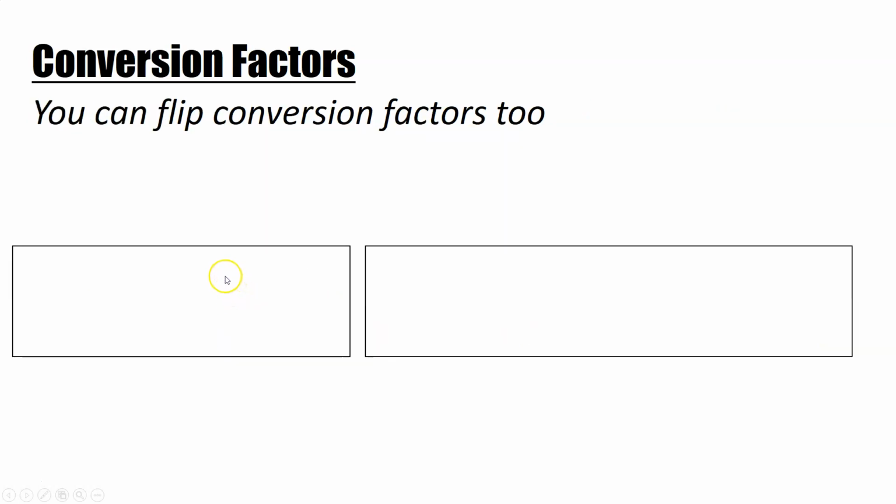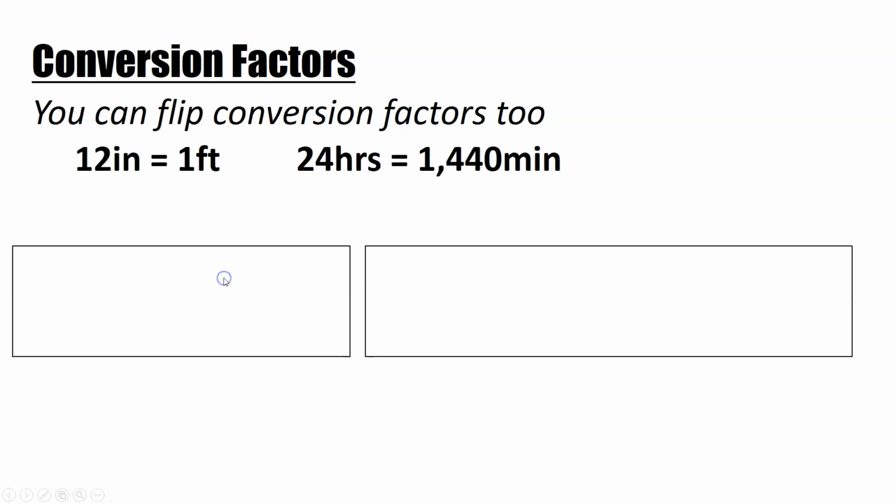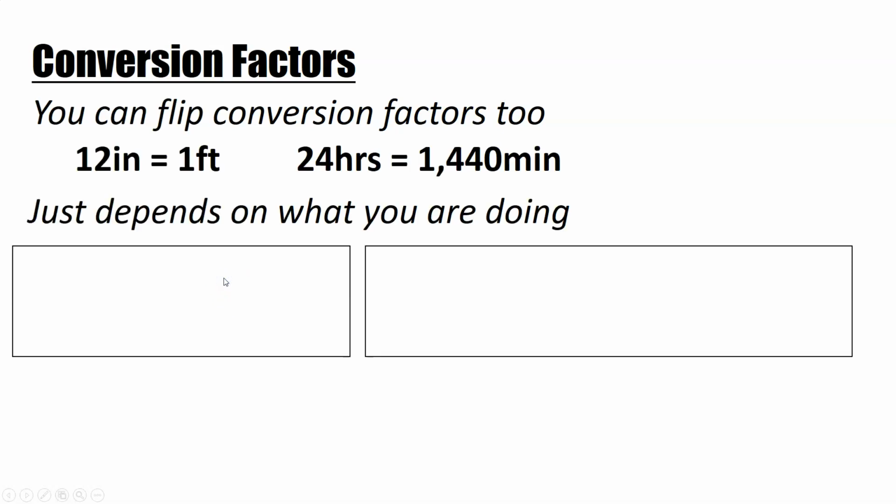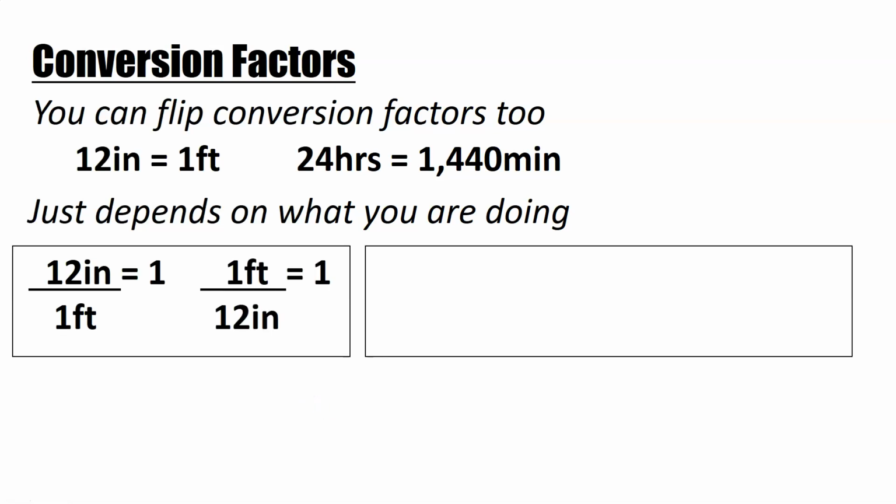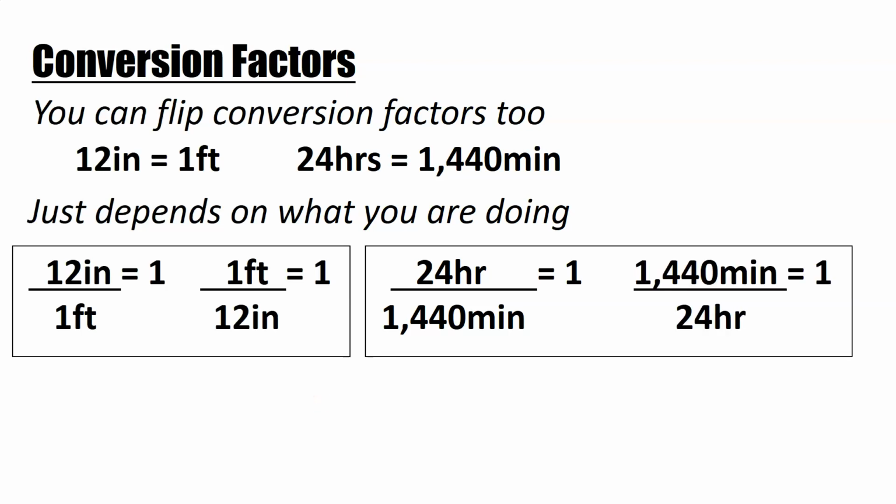We can flip these factors because we could have divided by the other side. The way you decide which version to use just depends on what you're trying to do. So I could write this 12 inches over 1 foot or 1 foot over 12 inches. 24 hours is 1,440 minutes. That's the same as saying 1,440 minutes is 24 hours. So it doesn't matter which way you write them. You're just going to flip them so that they're set up the way you need them to be.